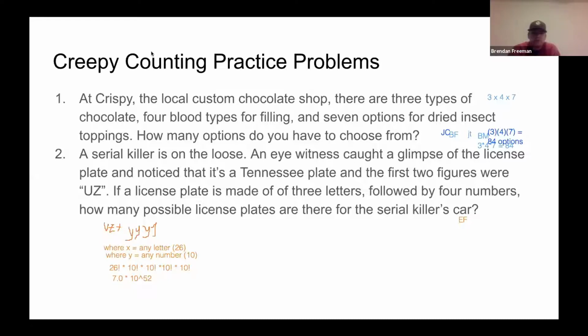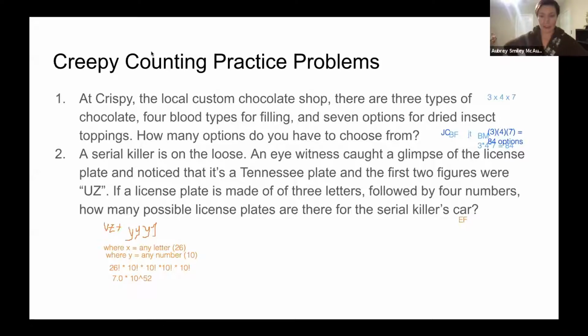So we assume that you only pick one type of chocolate, one type of blood type for the filling, and then one option for the dried insects. And so you just end up taking 3 times 4 times 7: 3 for the chocolate, 4 for the filling, and 7 for the insects. I don't really have a great formal explanation for it other than that it makes sense in my head. Yep. Well, makes sense to me too.